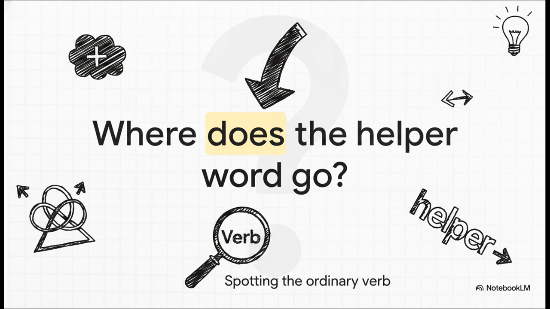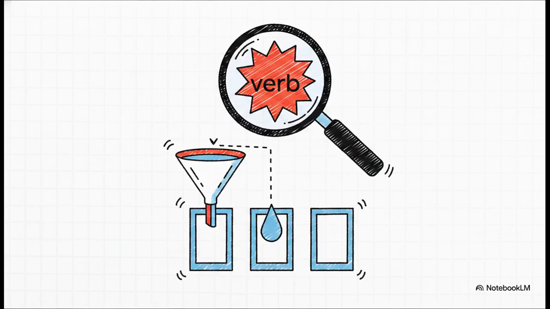Well, to avoid this trap, you need to spot the ordinary verb in the sentence. That tells you exactly where that helper word must sit. Let's break down how to choose it. If you have an ordinary verb with he, she, or it, you use does, like where does she work? If you have an ordinary verb with I, you, we, or they, you use do.